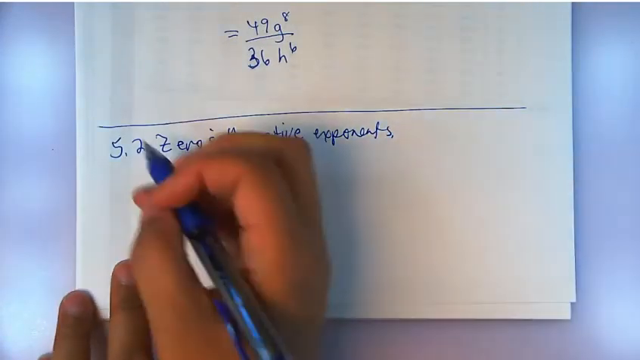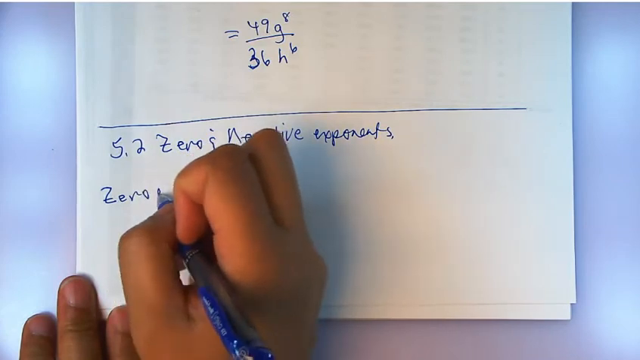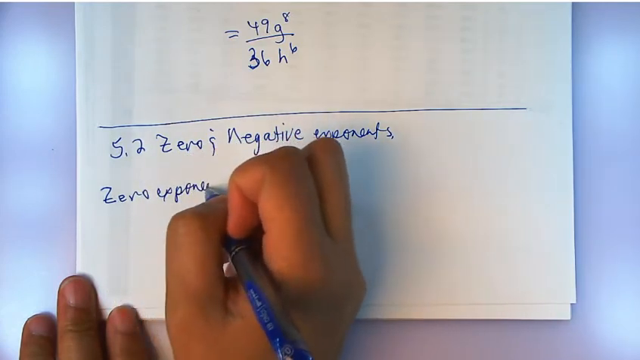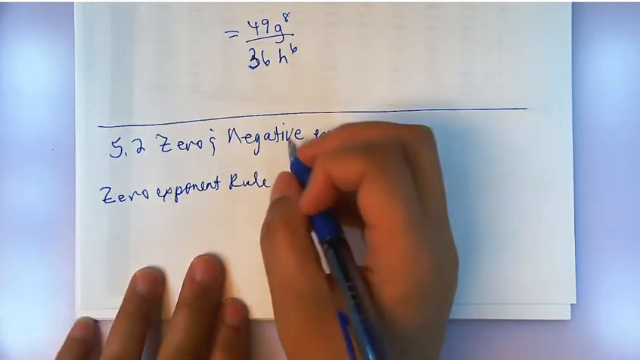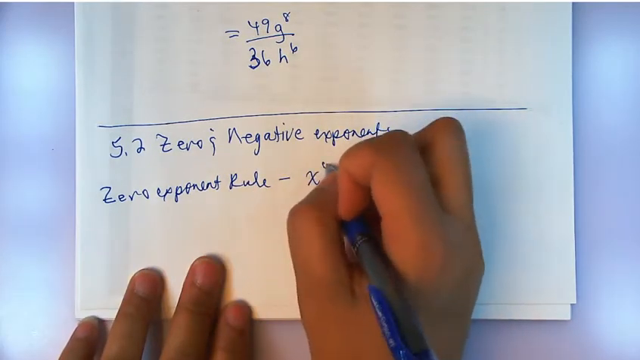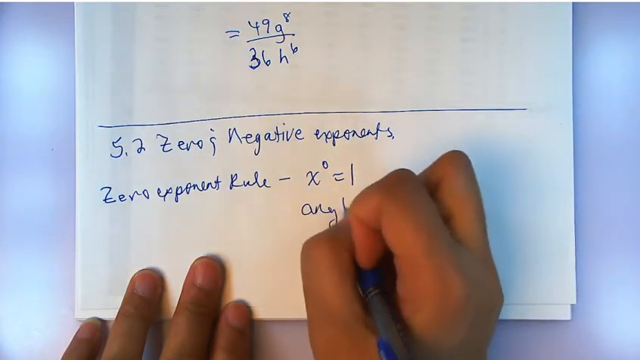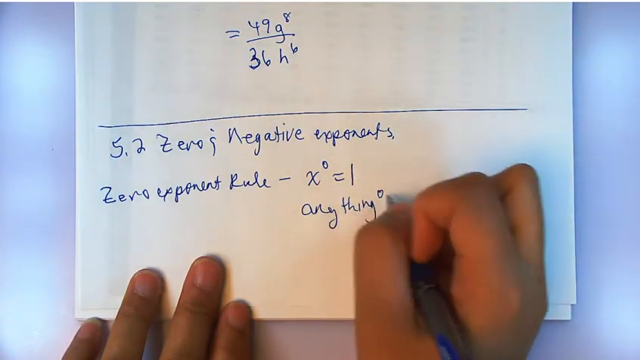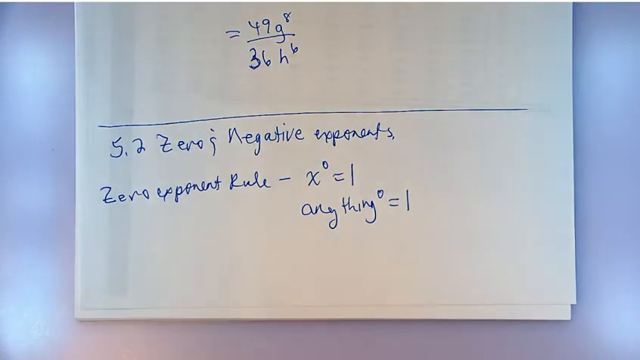The zero exponent rule says that x to the 0 power is 1. Essentially anything to the 0 power is 1. No matter what it is, if it's inside the parentheses, if it goes to the 0 power, it's 1.